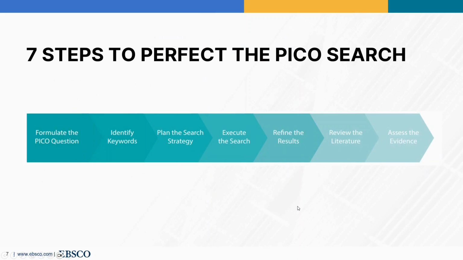And there are 7 steps to perfect the PICO search. So we're going to move through each step as we go along. Essentially, we're going to start by formulating the PICO question. And then we'll identify the keywords for each PICO element. We then plan our search strategy and ask what keywords are we going to use, how are we going to build our search, and we'll execute the search, refine the results, review the literature, and finally assess the evidence.